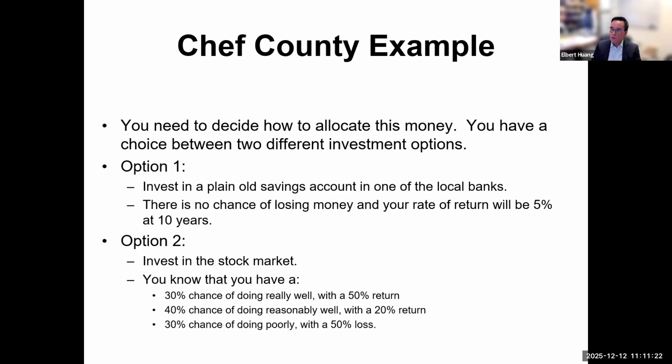But in the stock market, there's quite a bit of uncertainty. There's a 30% chance of you doing very well with a 50% return. There's a 40% chance of doing reasonably well with a 20% return. And then you have a 30% chance of doing very poorly with a 50% loss of that $200 million.